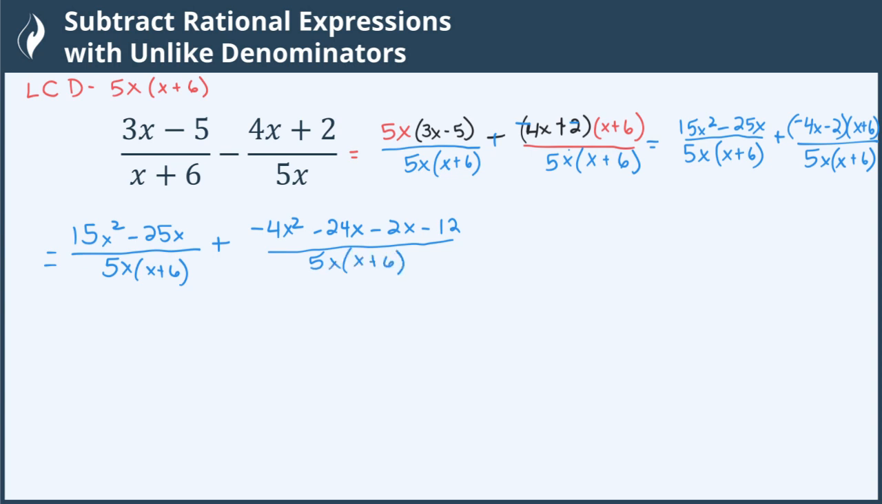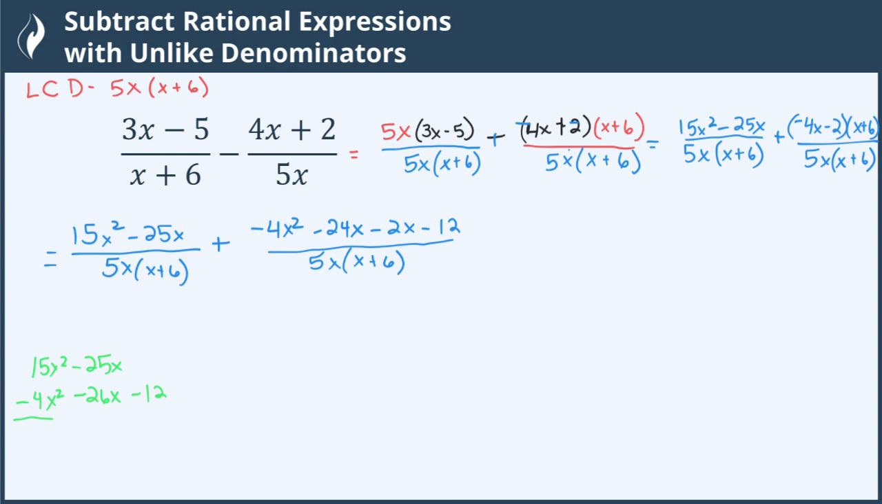Okay, so I've got to combine these things. I'm going to go off to the side here, and I have my 15x squared minus 25x. I have a negative 4x squared, and I'm going to put that underneath. I'm going to combine my like terms. So I have a negative 24x and a minus 2x. That's going to give me a negative 26x. And then I have my negative 12.